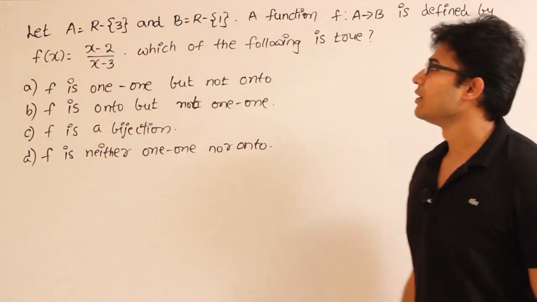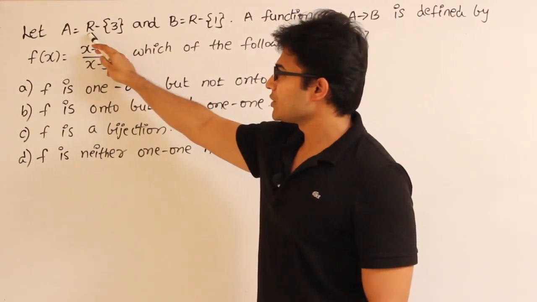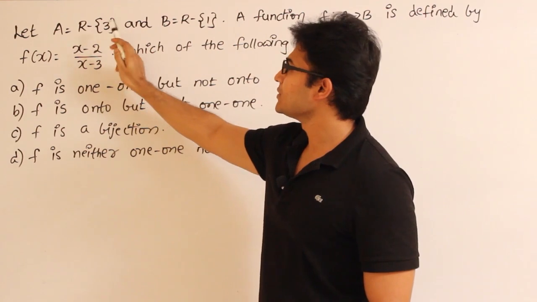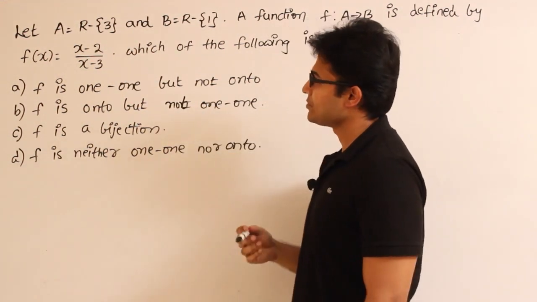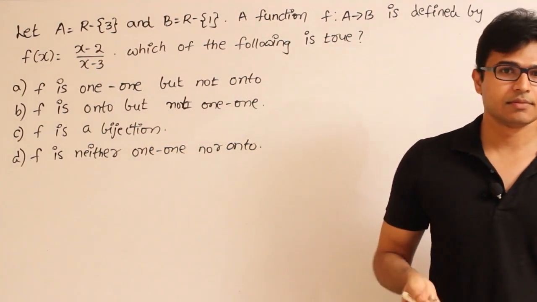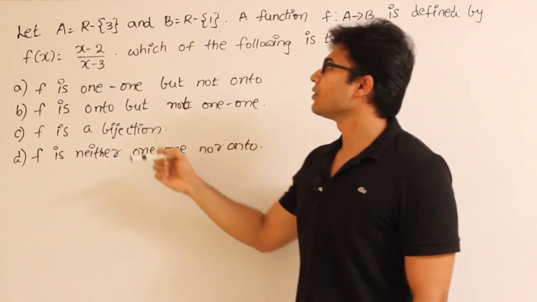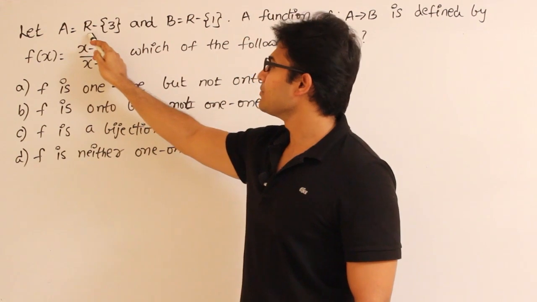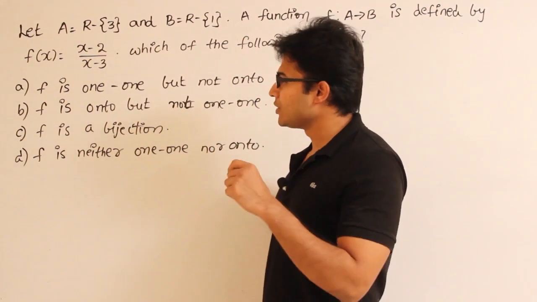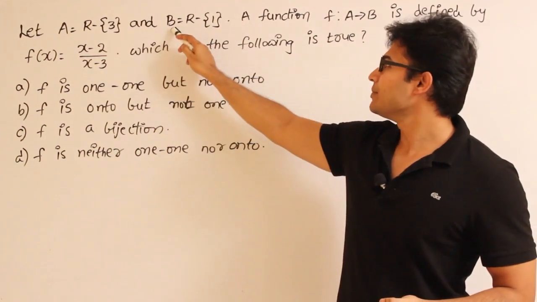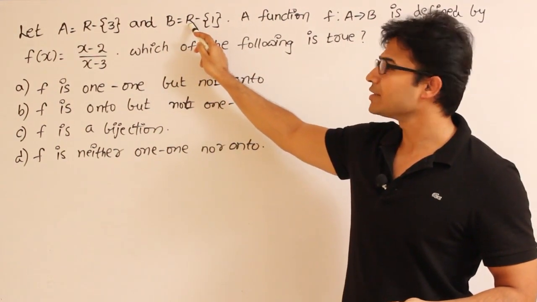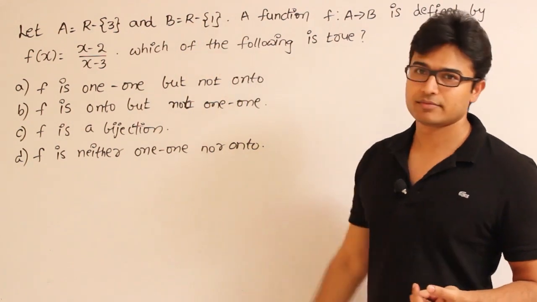See this example. Let capital A equal the set of all real numbers minus 3. They will just describe what "minus" means. Here I am just giving you what it is, but in the exam they will describe it. So capital A equals the set of all real numbers minus 3, which means every number is present in A except the number 3. And capital B equals the set of all real numbers minus 1.